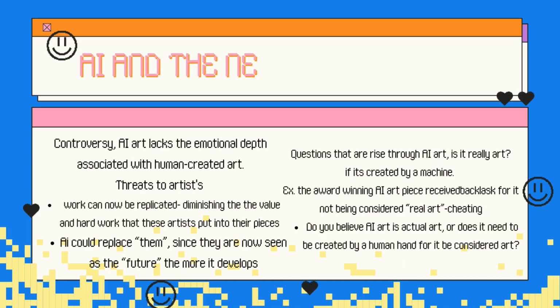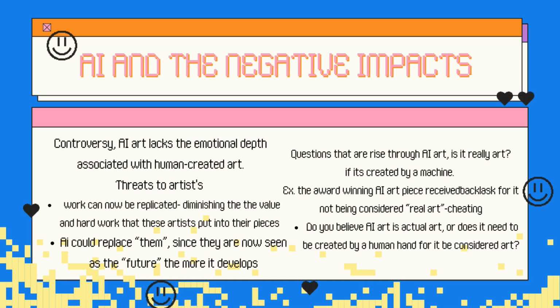The negative impacts of AI: as mentioned before in the positive impacts, art can now be created by using algorithms, and many critics believe that using this tends to lose the emotional depth that is correlated with the art created by human hands. It is also seen as a threat to artists as now artwork can be replicated and created easier, hence art loses the value it once had, emphasizing the idea that AI one day might replace artists as they are starting to be seen as the future of art.